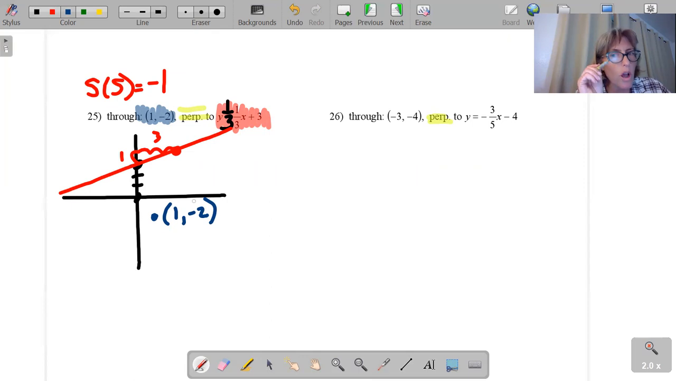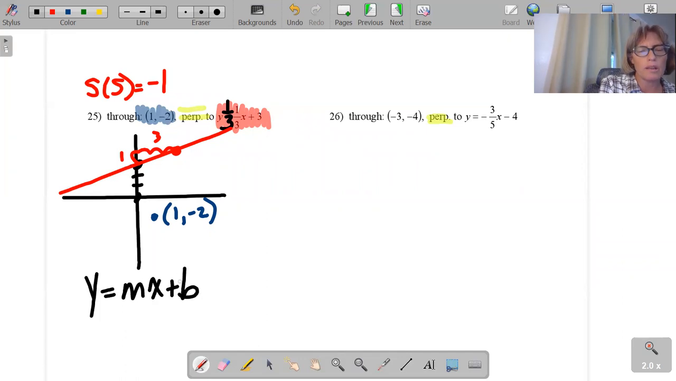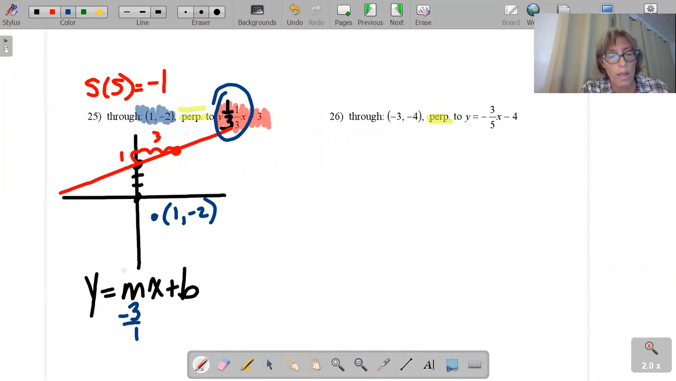Now, you cannot solve this just by graphing because the final answer might involve a fraction, and it's hard to see that when you're just graphing. So we have to solve it algebraically. So we're going to start with y equals mx plus b. Start with our slope. Our slope is the perpendicular slope, which means it must be the opposite reciprocal. So our slope is negative 3/1.